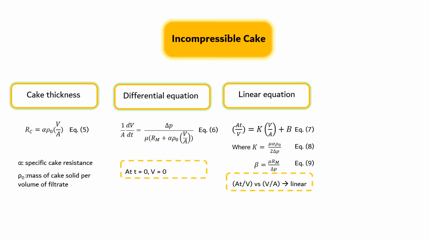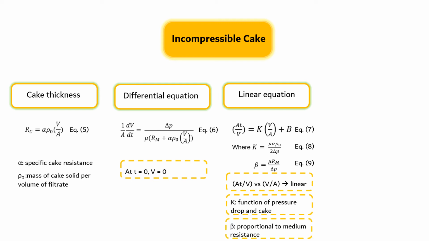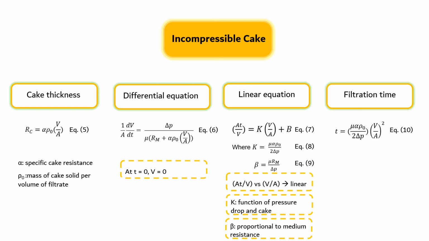Thus, a plot of At/V versus V/A should be linear. The slope K is a function of pressure drop and properties of the cake represented by α and ρ0. The intercept β should be independent of the properties of the cake, but it is proportional to the medium's resistance, which is often insignificant. The filtration time can be calculated using equation 10.